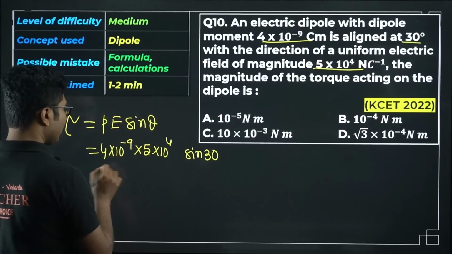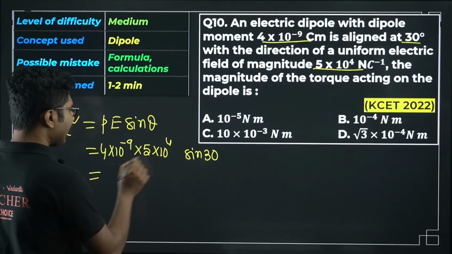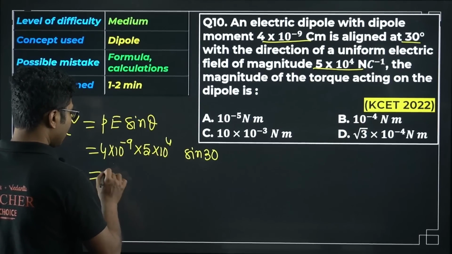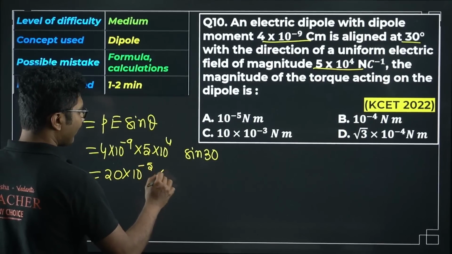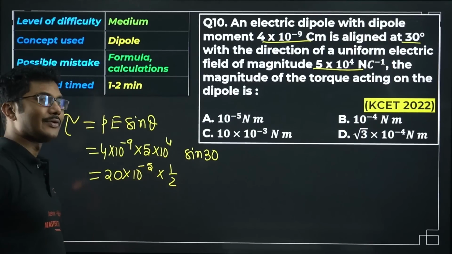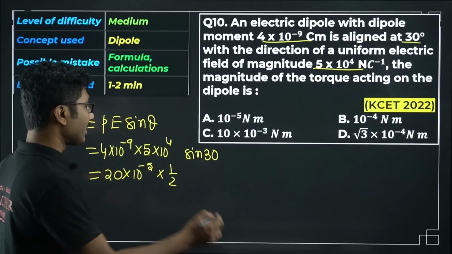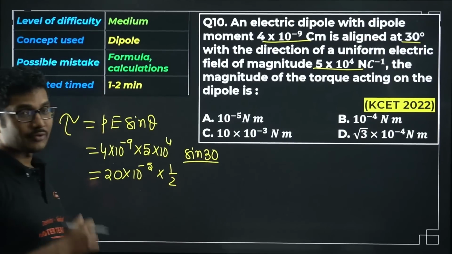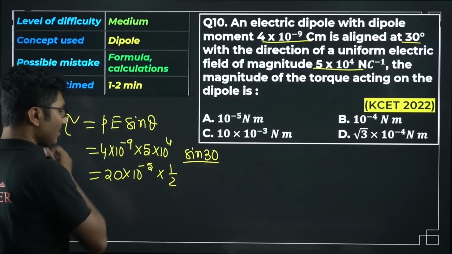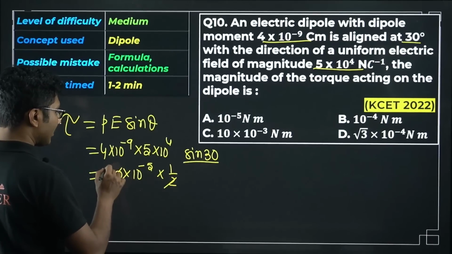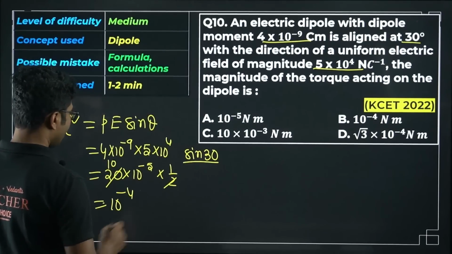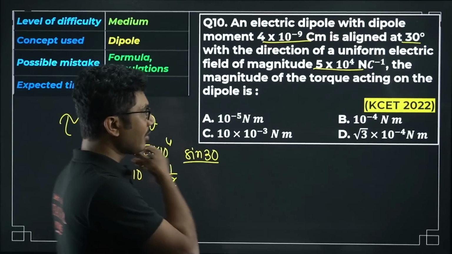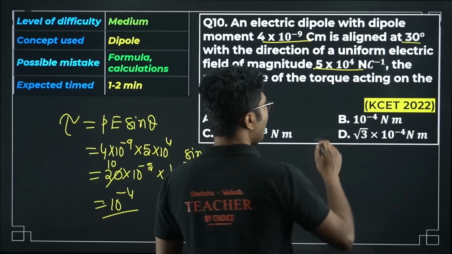You don't need to write everything like the way I am doing, but if I write directly half, you will say, sir, how did this half come? So for that I have to explain that this half came from the fact that sine theta equals half. So it will be cancelled, so you will get 10 to the power of minus 4. So the torque is 10 to the power of minus 4 Newton meter.